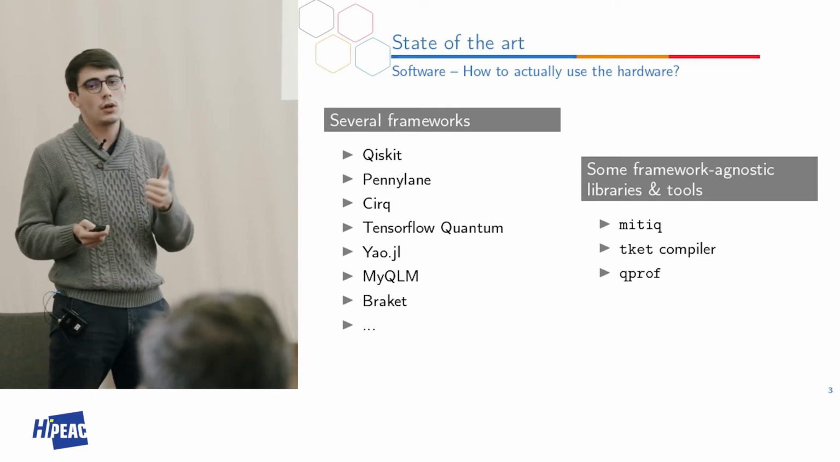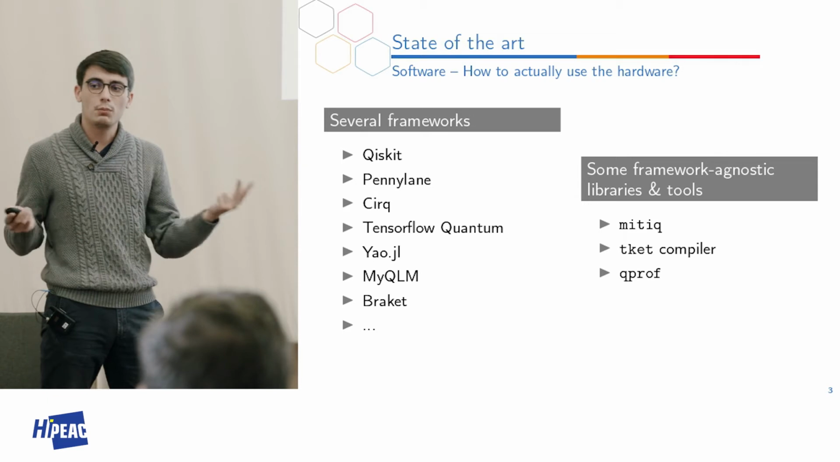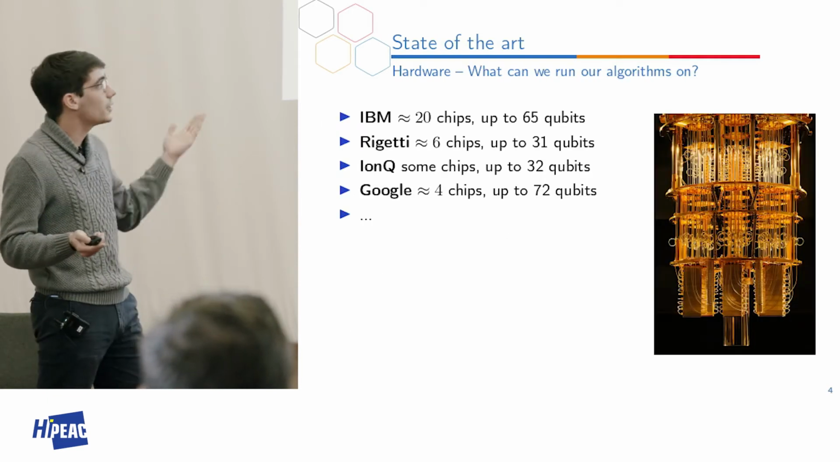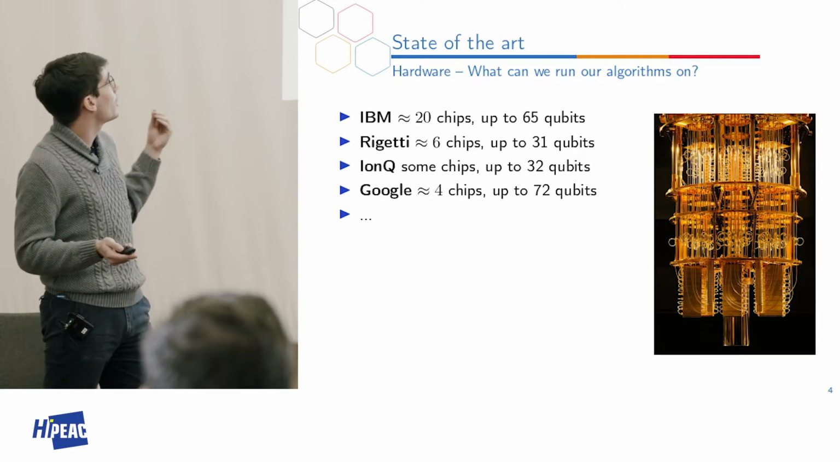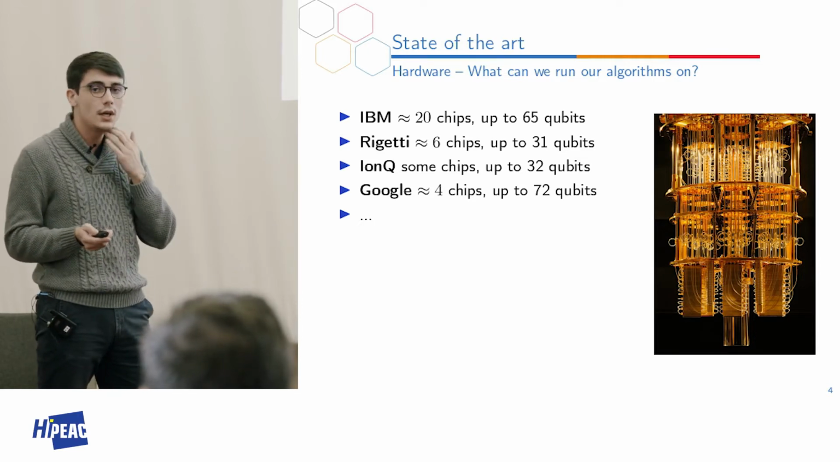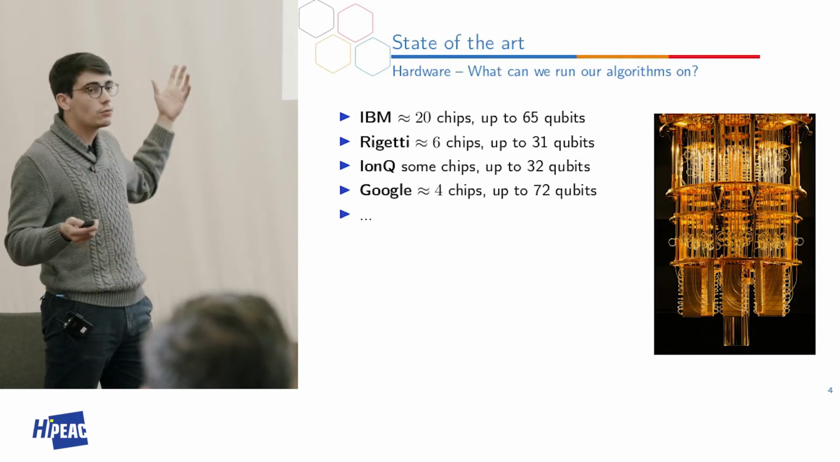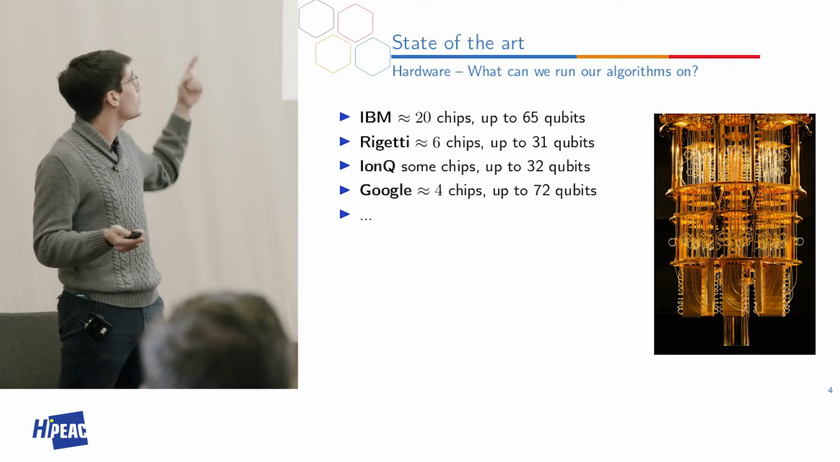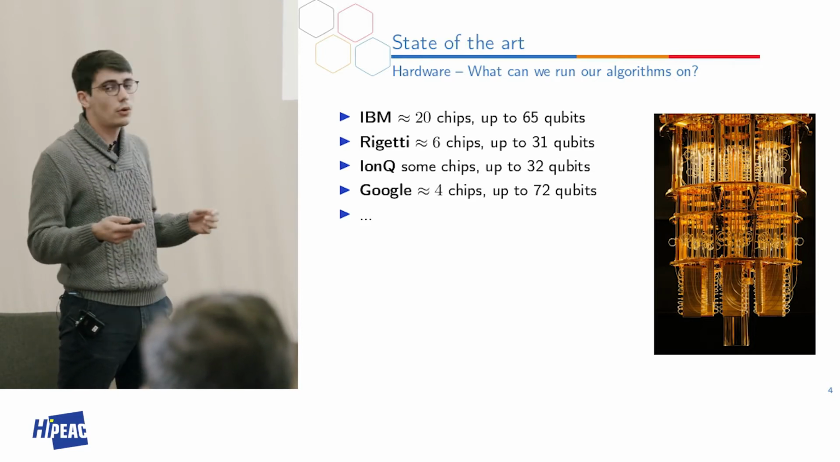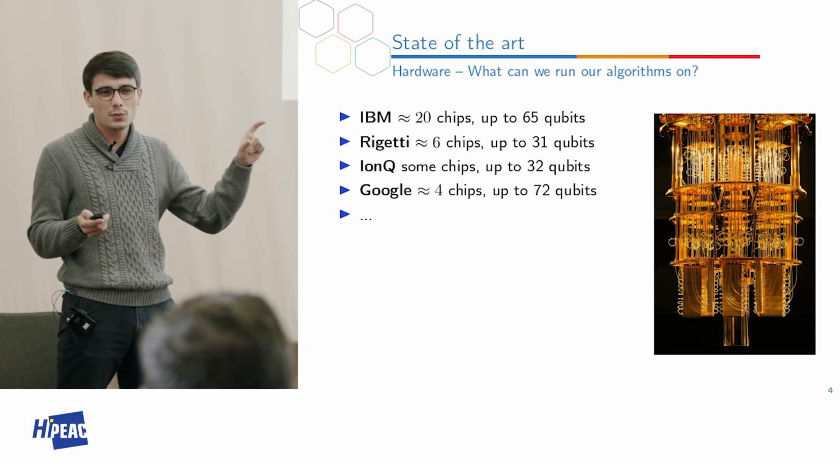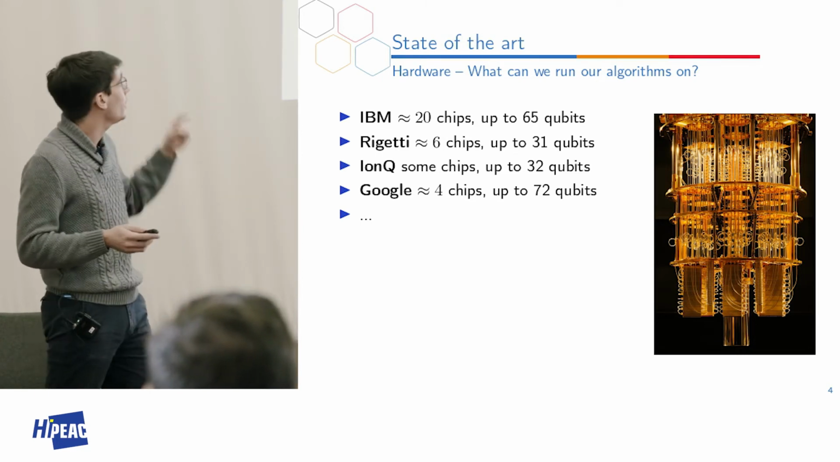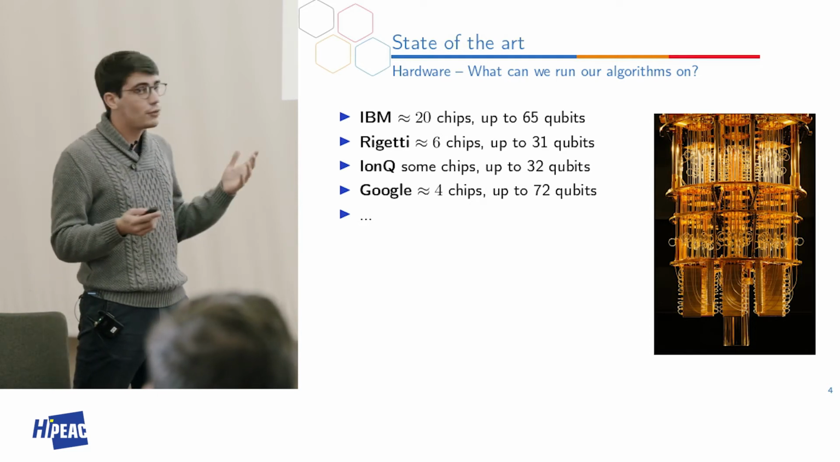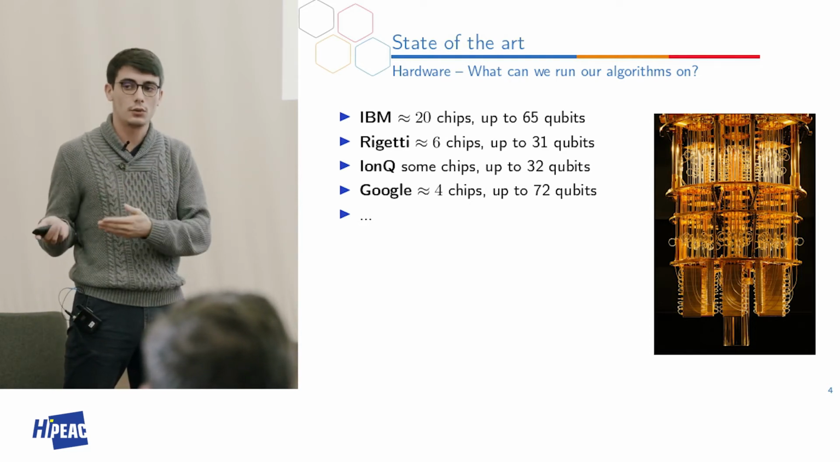And now, algorithms, software, but the most important part is hardware, because without any hardware, we can't actually execute anything. So in terms of hardware, you have several companies, some of them well known in other fields, such as IBM and Google, or others that are startups, or a little bit more than startups, specialized in quantum computing, like Rigetti and IonQ, that have actual quantum hardware.